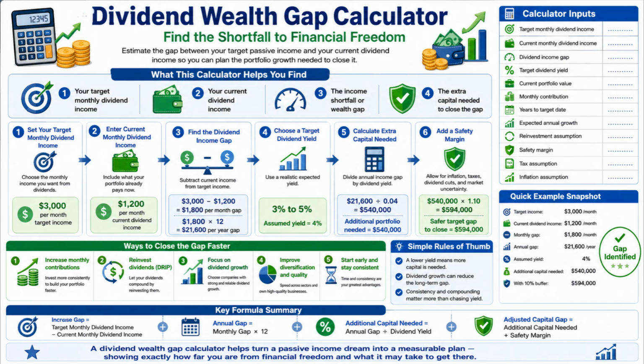So, a dividend wealth gap calculator is a practical planning tool because it turns your financial freedom dream into a measurable number. It helps you clearly see where you stand today, what income shortfall remains, and how much extra capital may be needed to close that gap step by step.